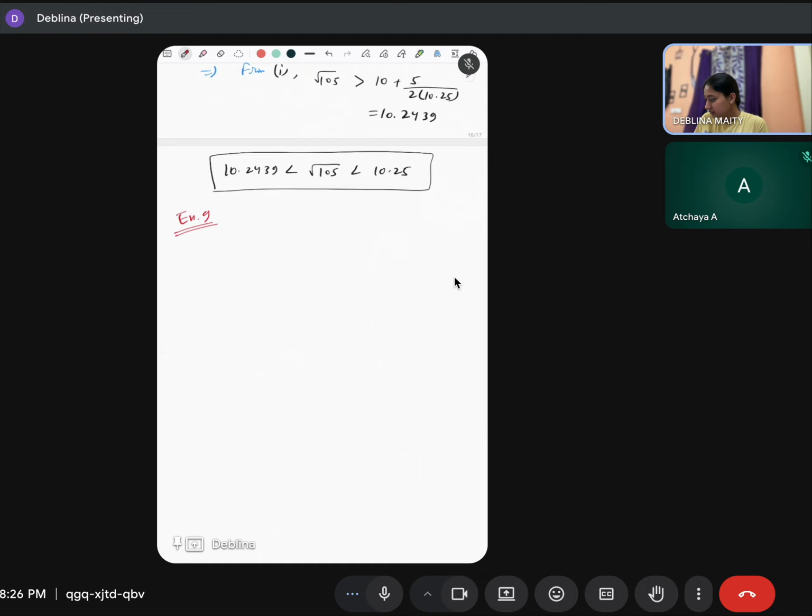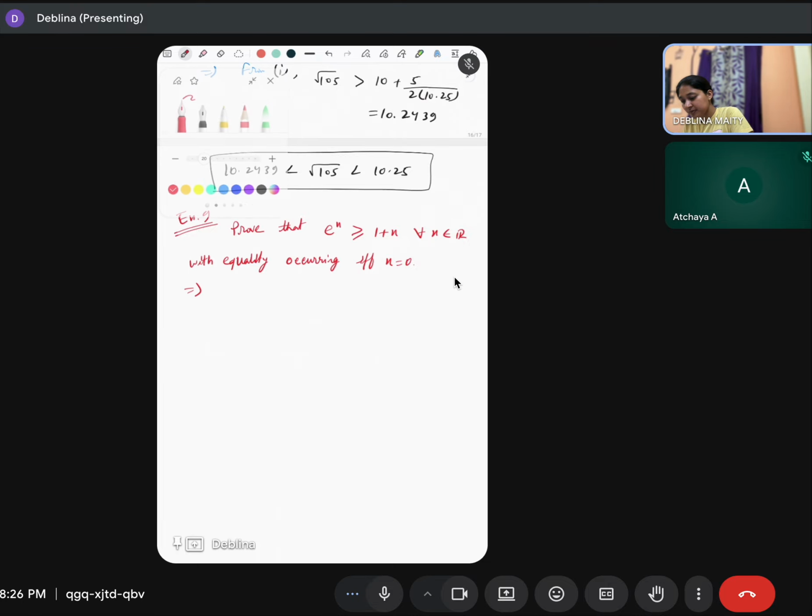So prove that e to the power x is greater than or equal to 1 plus x for all x belongs to R, with equality occurring if and only if x equals 0.